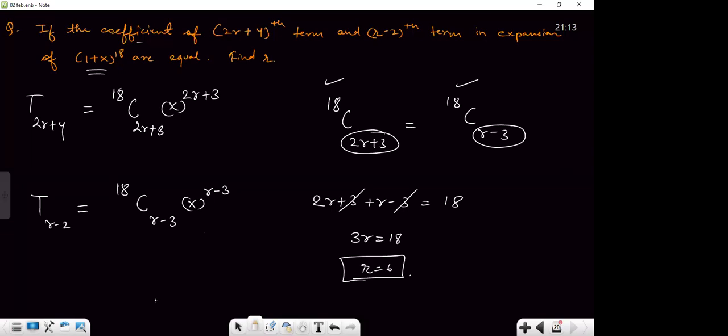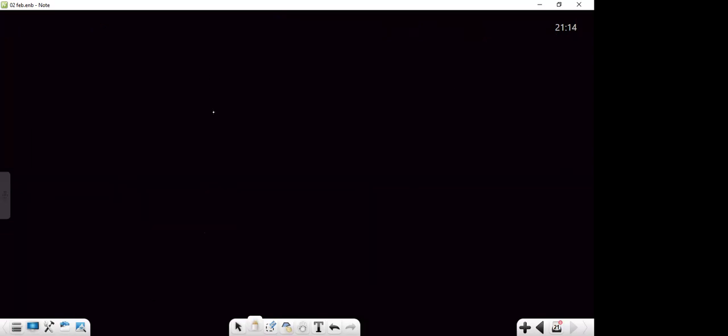Let me write here. Let us say TR plus 1, TR, and TR plus 2. These are three terms in any binomial expansion. So if TR plus 1 were a greatest term, then what will happen? Then this will be greater than TR, and this will also be greater than TR plus 2. Or maybe let's say equal.